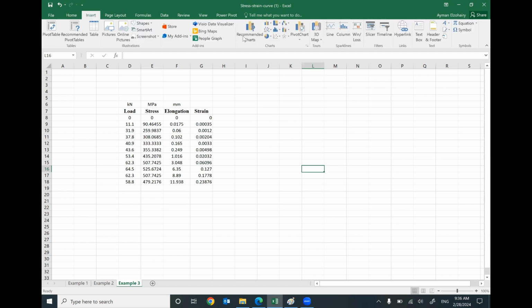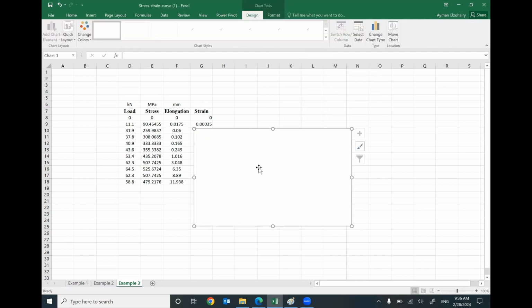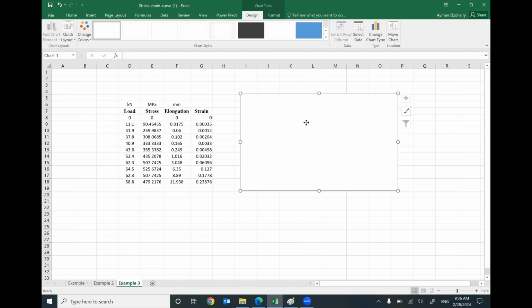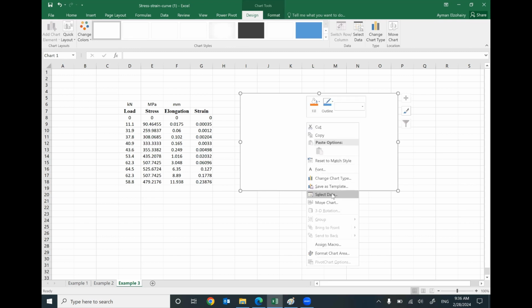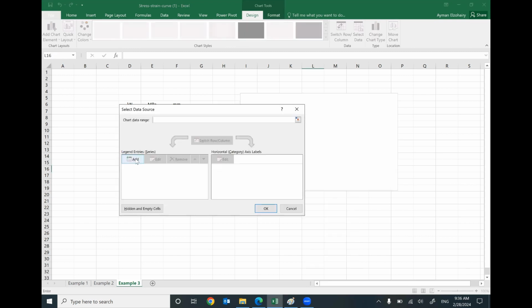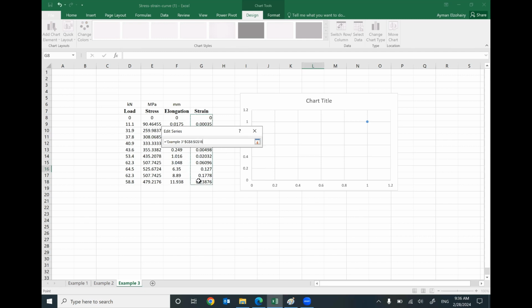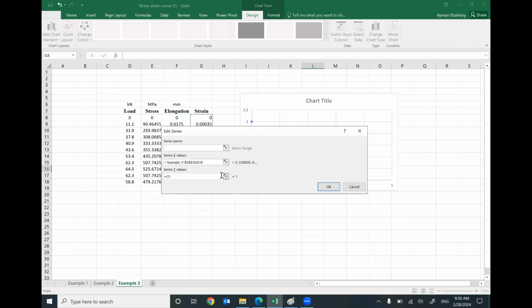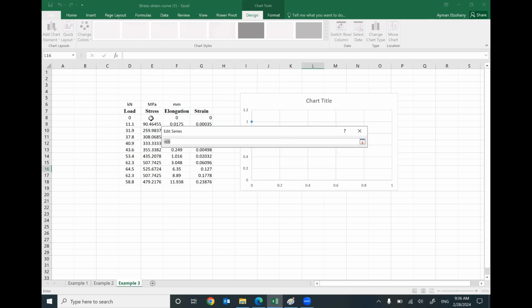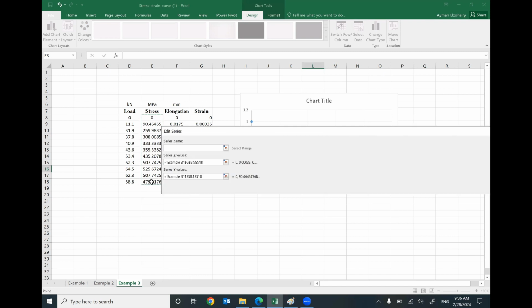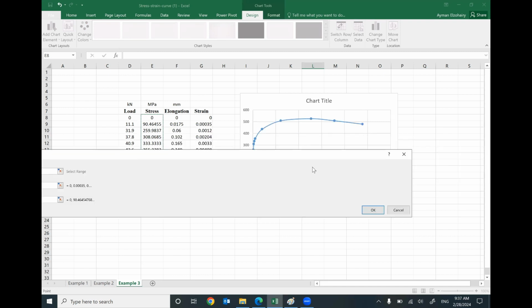Insert, X and Y scatter curve, smooth curve. Then right click on this chart, select the data, add, and what is the X value? So click on this button. The X value will be the strain. So I will select all of these cells. Enter. What is the Y value? Just click this button and select the values in this column. Then enter and okay.